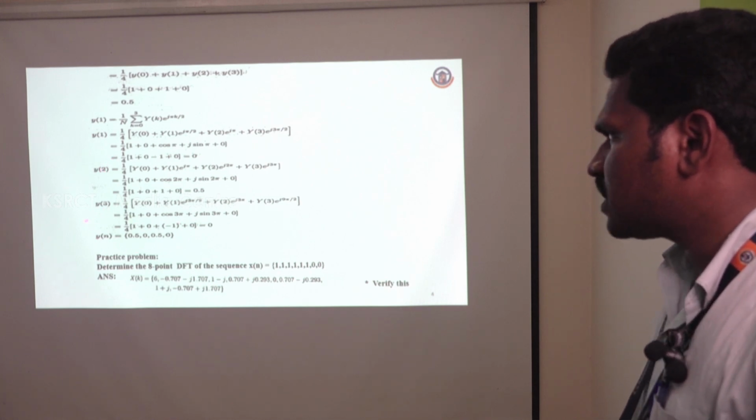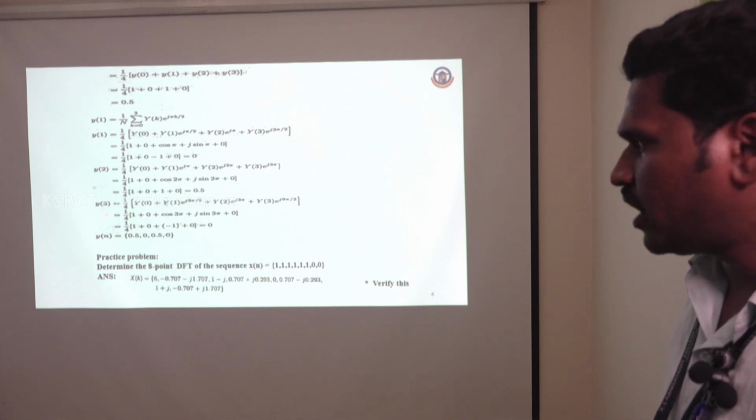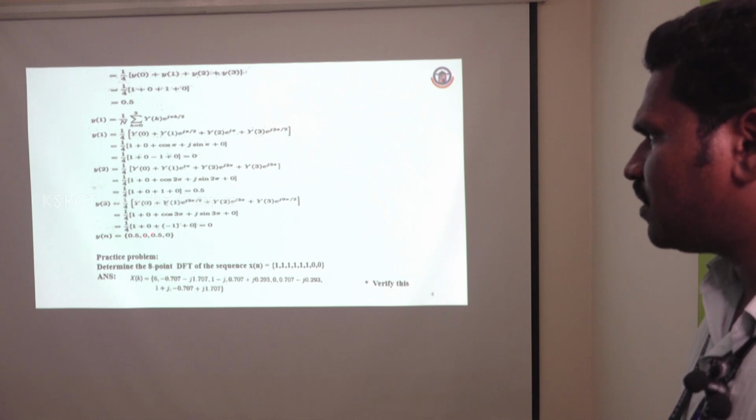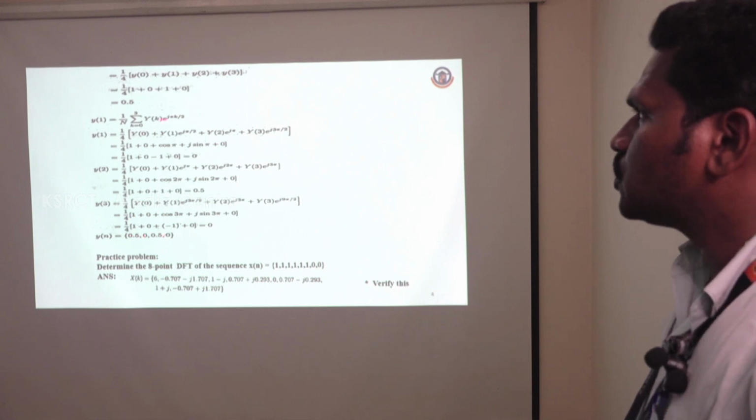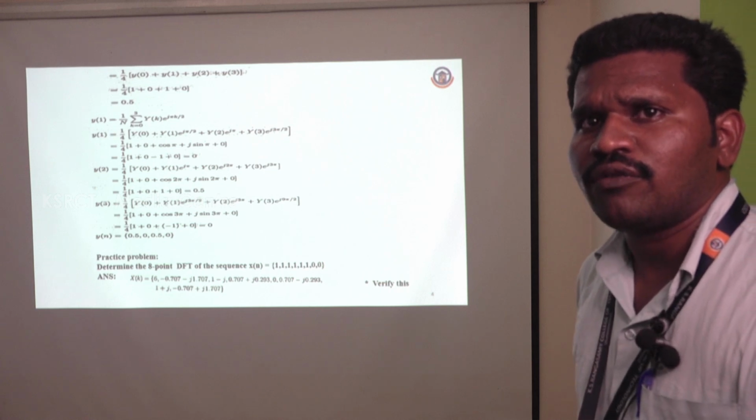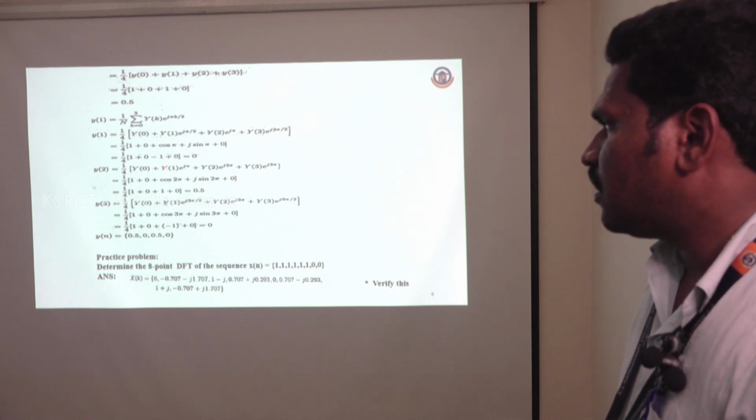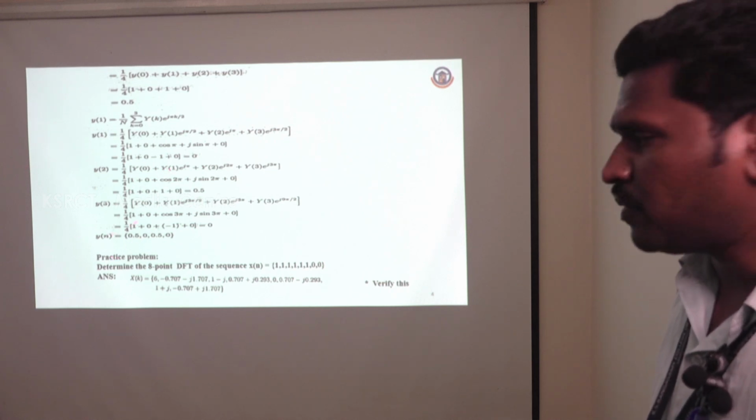So what about the sequence y of n? By using the inverse discrete Fourier transform, y of n is equal to 0.5, 0, 0.5, 0. So this is the way to find the value of DFT and IDFT. Now you can focus on the practice problem.